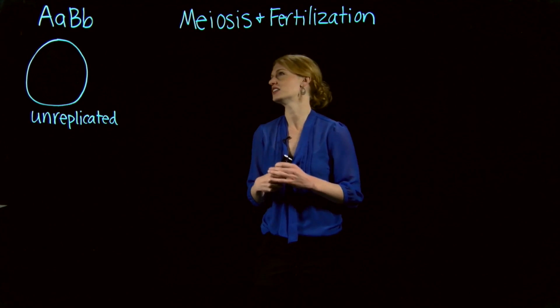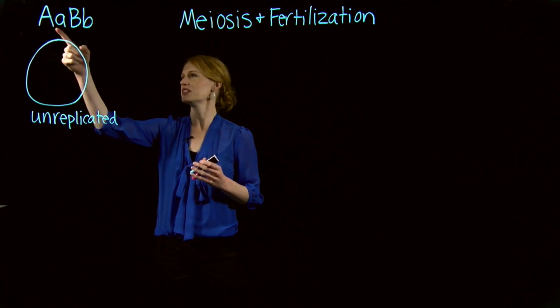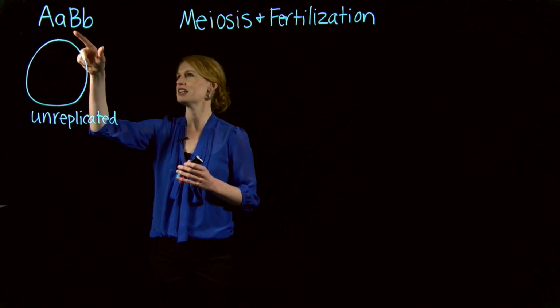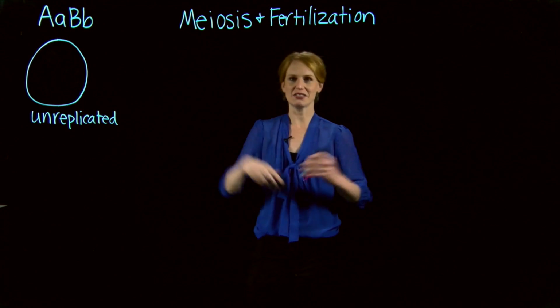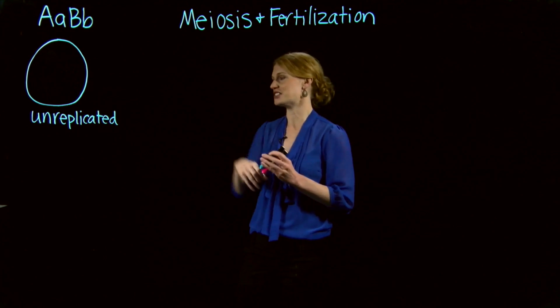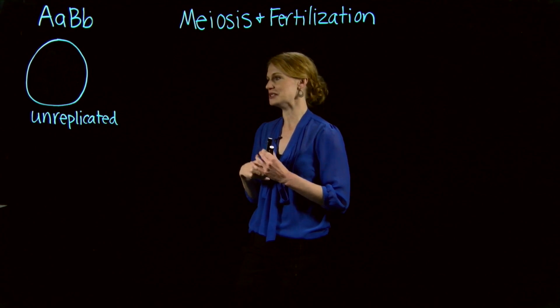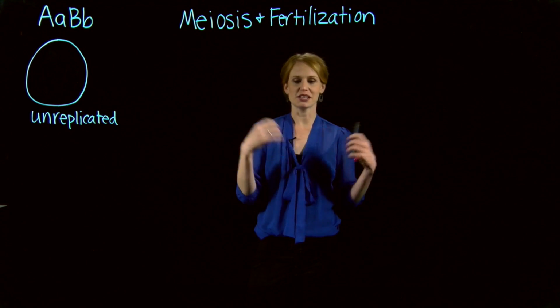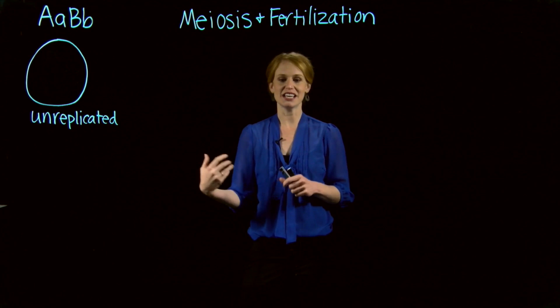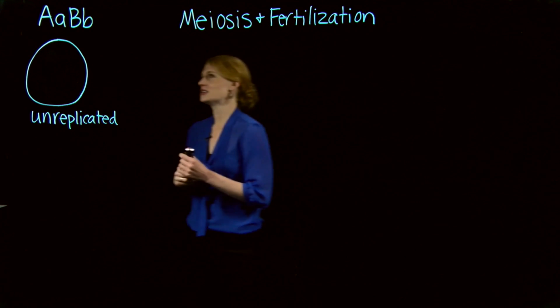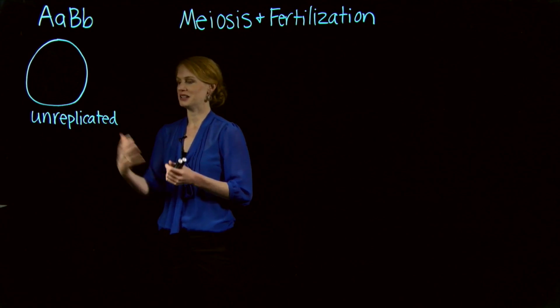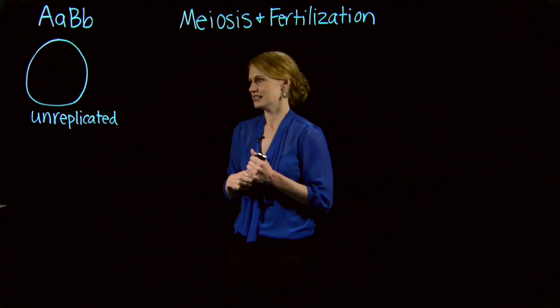So let's start and look at meiosis in an individual that has this genotype. Big A, little a, big B, little b. And let's just say, for this video's sake, that this is your dad's genotype. And we are going to, through this video, make the sperm that fertilizes the egg that led to you. So let's start in your dad with an unreplicated cell.